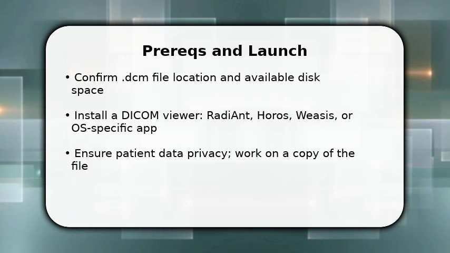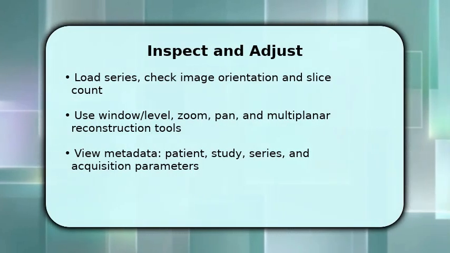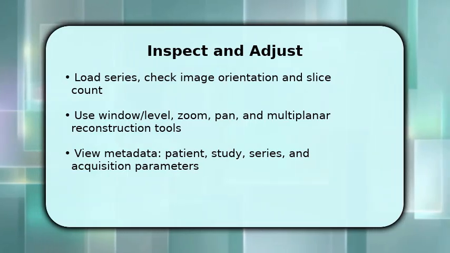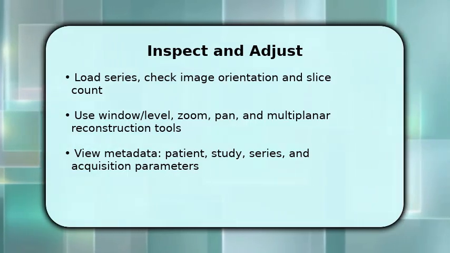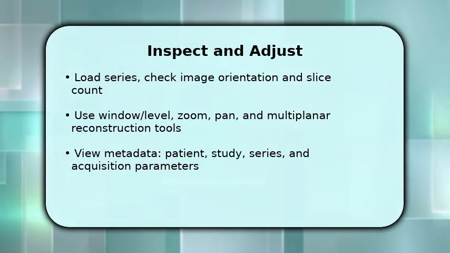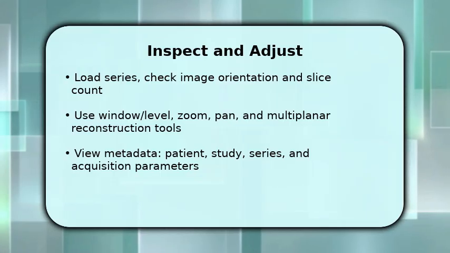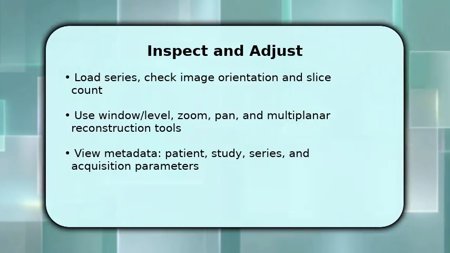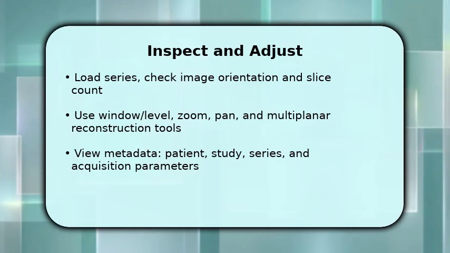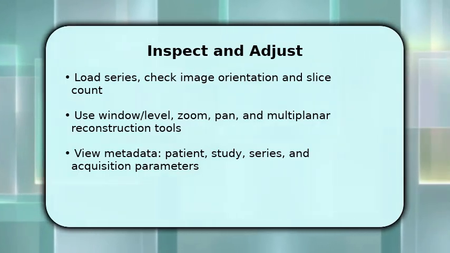Once the file loads, inspect the series list and confirm orientation and slice count so you understand the dataset. Then adjust window and level to reveal anatomy, zoom and pan to focus, and enable MPR to see axial, coronal, and sagittal planes. Make sure you check metadata for study date and acquisition parameters because they explain voxel size and spacing. If you need measurements, select the ruler tool and set units.